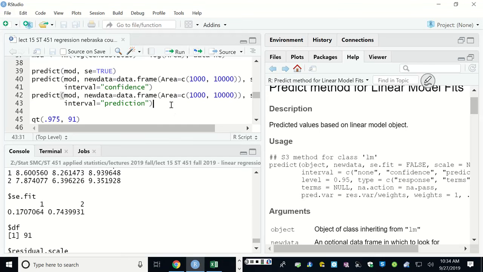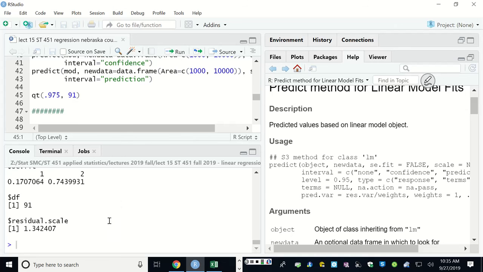But that would be appropriate if I was taking several different units at 1,000 square miles or 10,000 square miles. That'd be the average prediction, right? But if I only have one county, then I want prediction for a single. So it's not necessarily on the regression line. The average is on the regression line. So I need to have more. So it knows that we want to do prediction intervals if you tell it prediction.